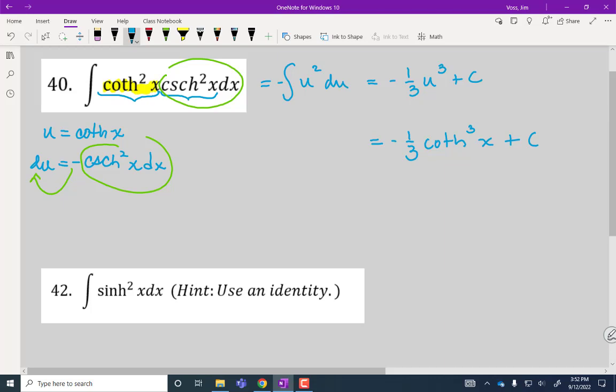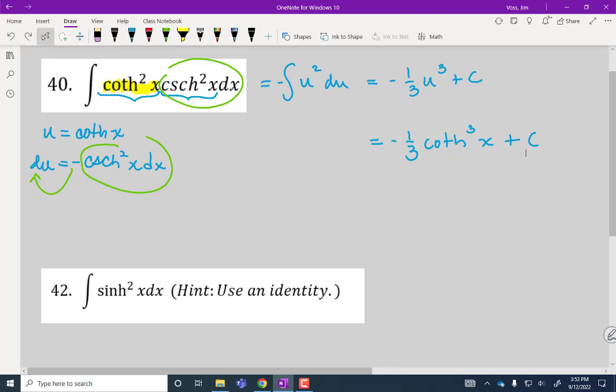Okay, any questions on that one? Do you see the problem if you were to let u be cotangent squared? You get 2 cotangent x multiplied by minus csc x squared. It'd be a mess.